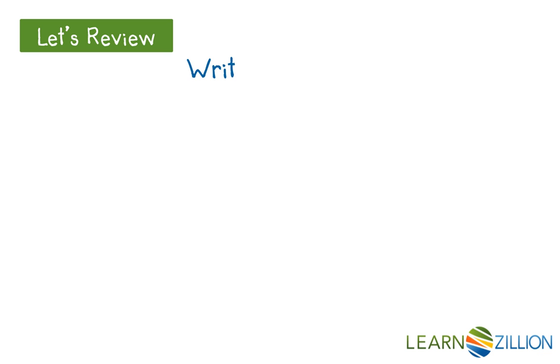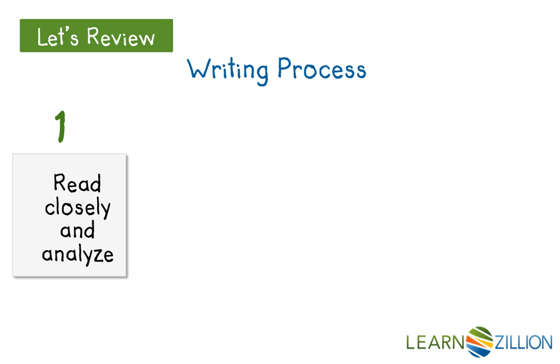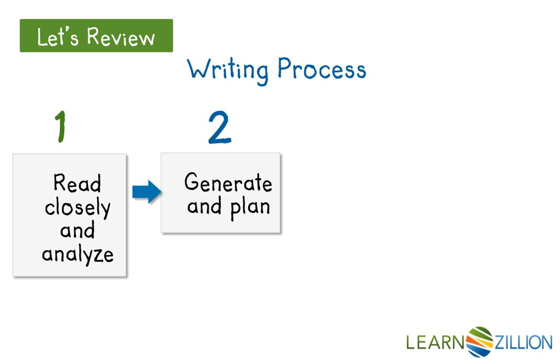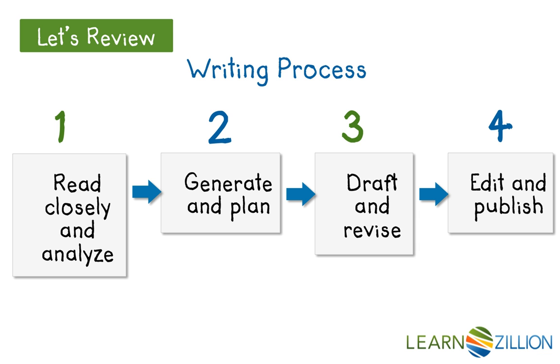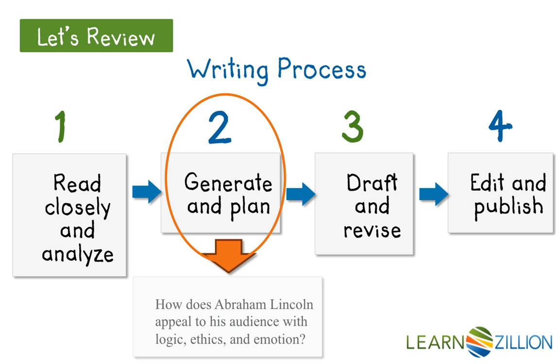Now let's review the writing process for responding to a text. First, read closely and analyze. Second, generate and plan. Then third, draft and revise. And then fourth, edit and publish. Since we've already read closely and analyzed the text, we are currently on the generate and plan stage. We'll continue to generate ideas and plan how we'll answer the prompt that asks, how does Abraham Lincoln appeal to his audience with logic, ethics, and emotion?